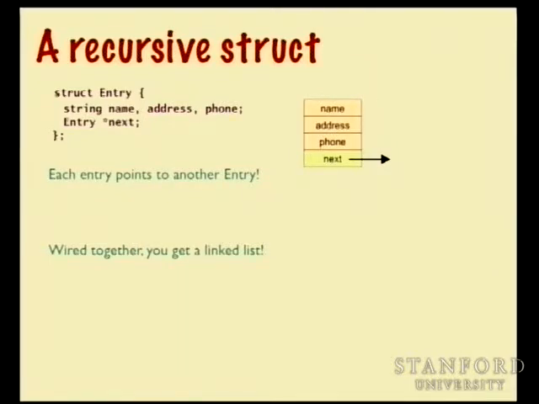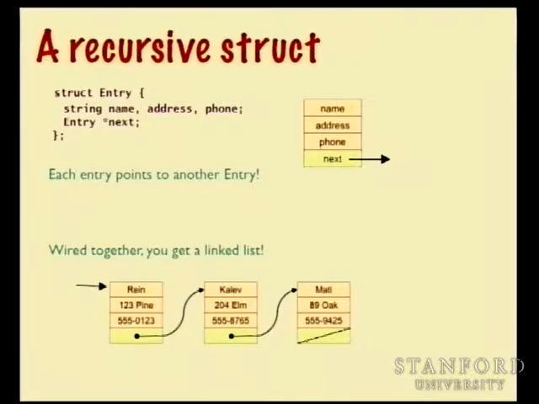So I've got 3 fields that represent Jason's entry in my address book, and then he has a pointer to more entries, or at least an entry, let's say, the entry that follows this one, which itself can be the name and address and phone number of Joel, let's say, with a pointer to another entry, and so on. So each entry points to another entry. That's what makes for a recursive structure.